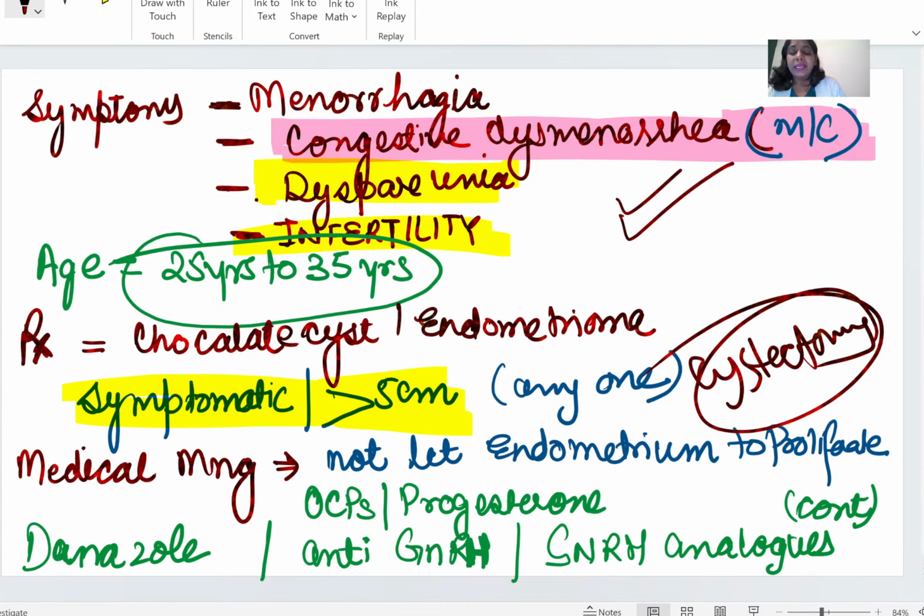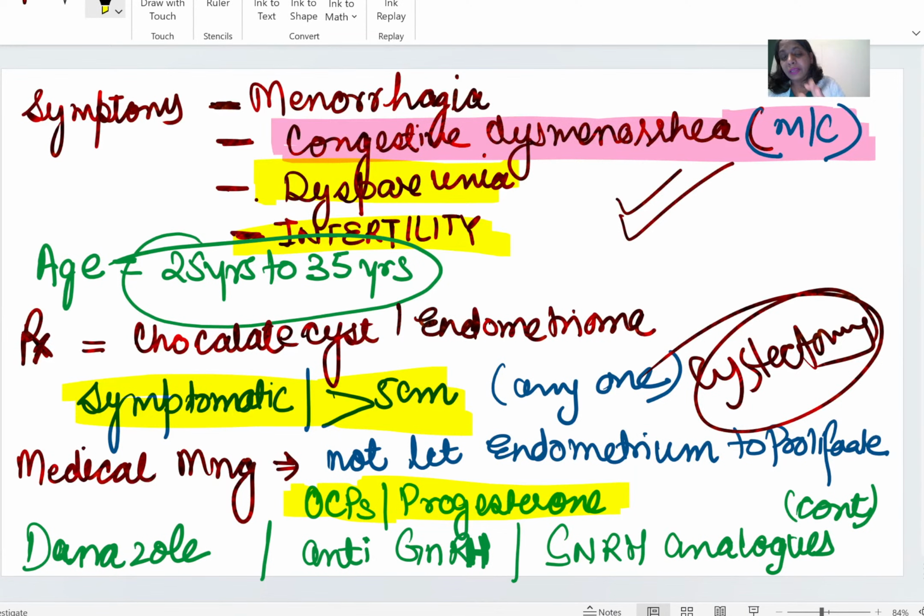Okay, what is the medical management? Now if this ectopic endometrium will proliferate, then it will cause adhesions and then it will cause problems. So better is not to let that endometrium proliferate. So what are the drugs which decrease the endometrial proliferation? The drugs are OCPs. As you know, in OCPs the estrogen content is quite less, so there is decreased proliferation. And next is progesterone, because progesterone stops the endometrial proliferation.